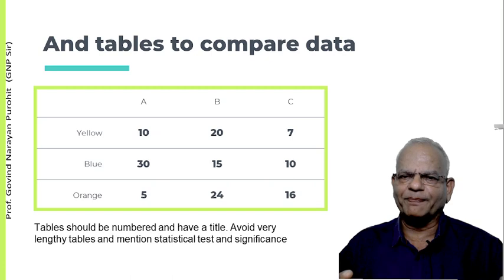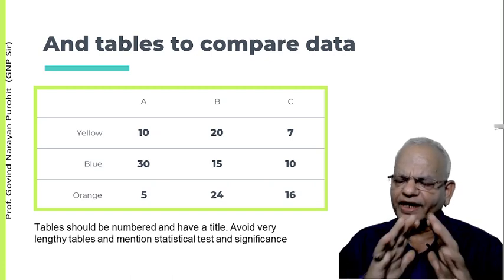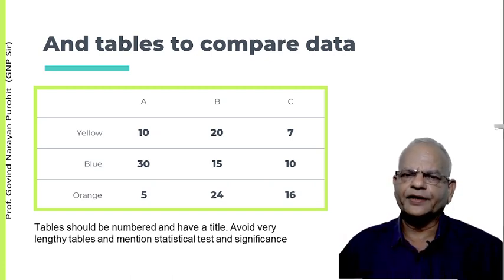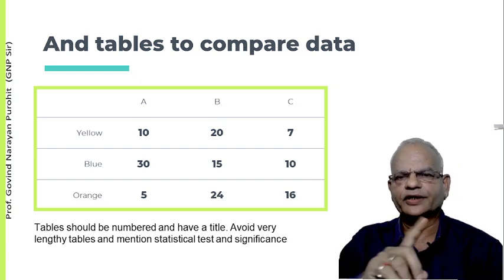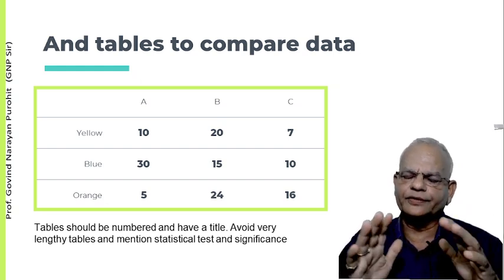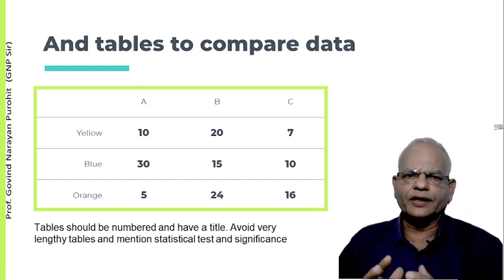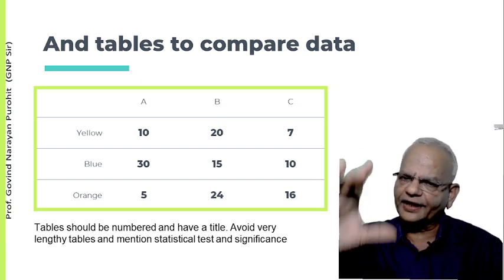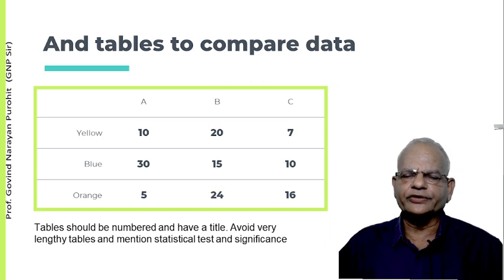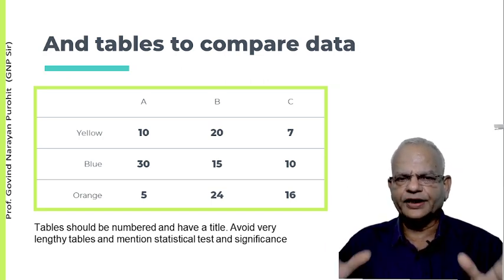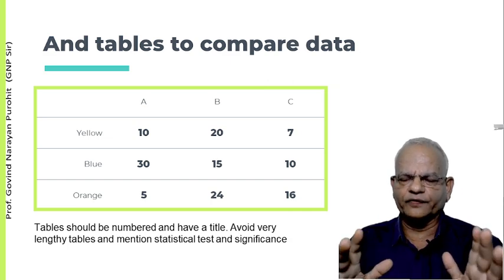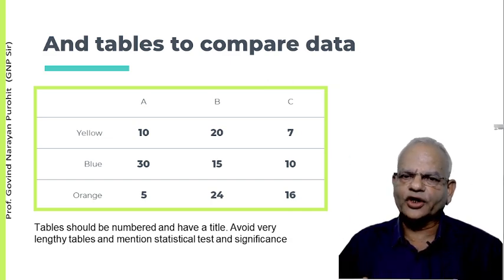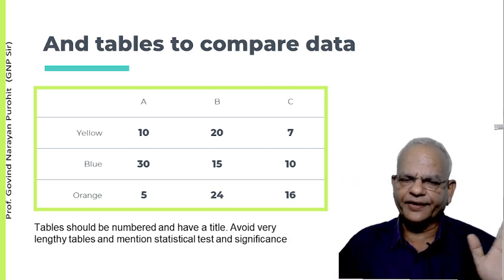Add tables to compare data, but very lengthy tables giving all your data are not at all justified. Group your data accordingly, compare it, statistically analyze it, and then prepare short tables so that anybody viewing your table can understand. The reader of the journal must understand what has been done, what the results were, and how it is significant, right?